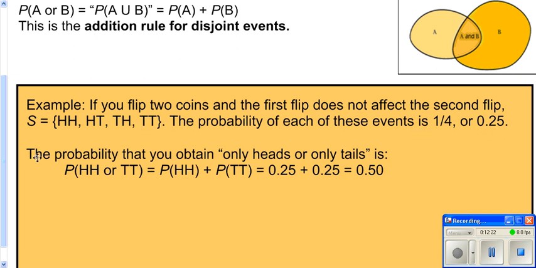If you wanted the probability that you only get heads or only get tails, that's only two heads or only two tails, and they're considered disjoint because there's nothing in common between these two. You would take the probability of two heads, which is 0.25, plus the probability of two tails, which is 0.25, and add those together and get 0.5, or 50%.